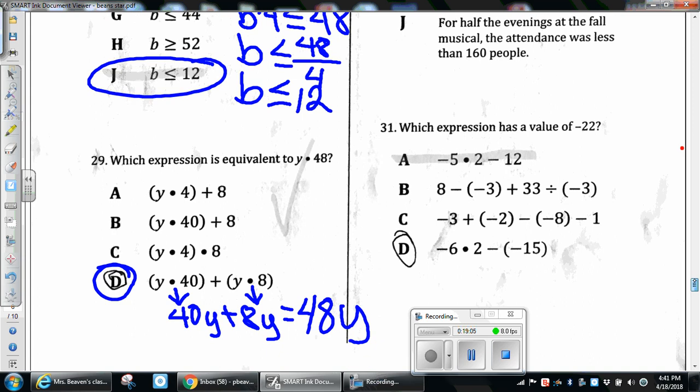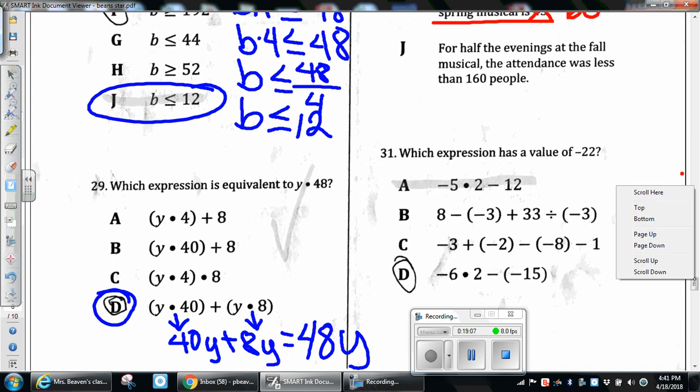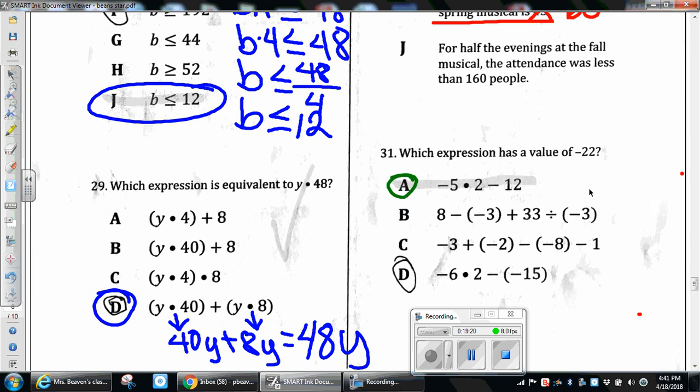And so we have here question 31. Which expression has a value of negative 22? So let's actually do all of them. So let's see. This one is the correct one, by the way. So if we do multiplication first, we're going to get negative 10 minus 12. And so here we have both numbers are negative, so we add them and we keep them negative.